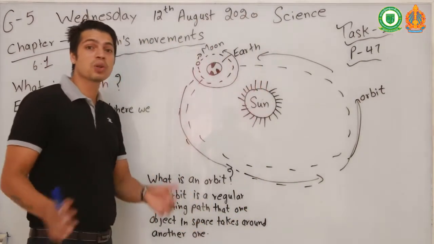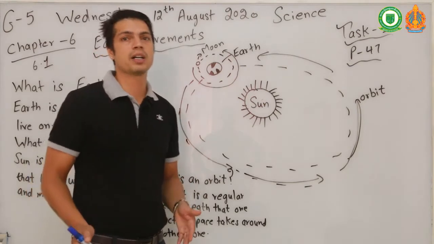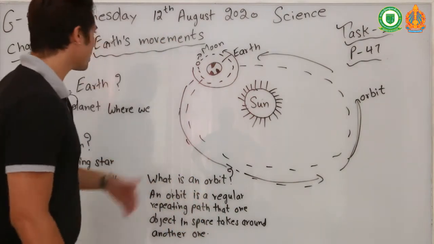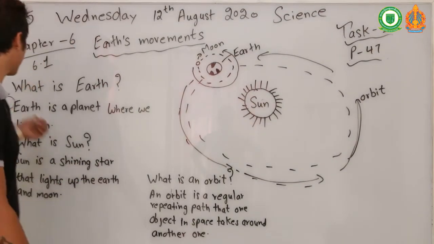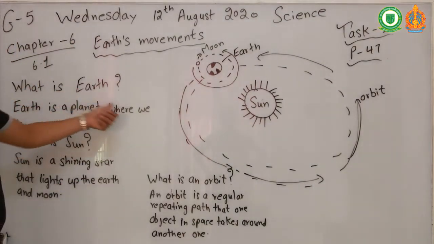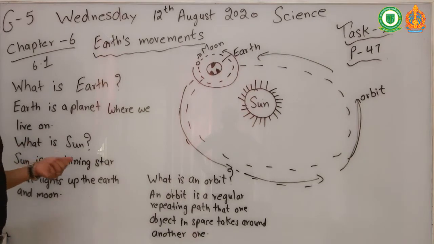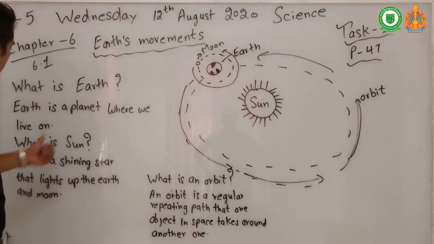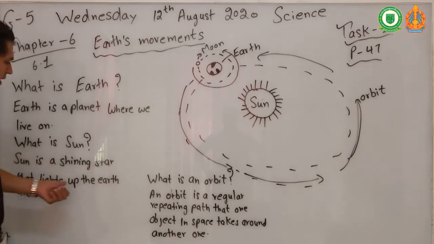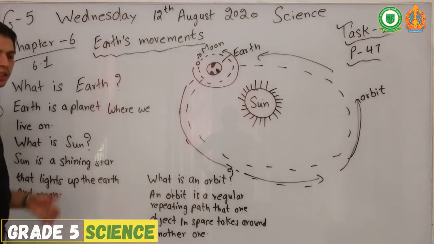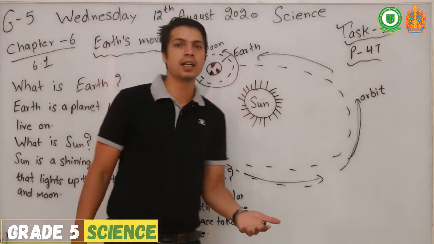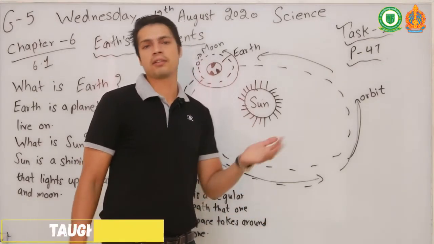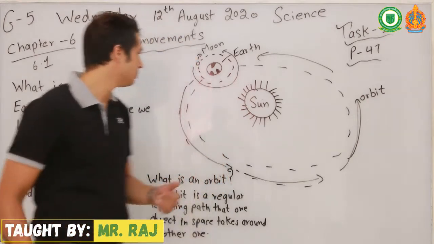So if you have any questions, any doubts, you can ask me, okay? So I'll be there to help you, okay? So before I give you task 1, I explain one more time what is Earth. Earth is a planet where we live on, okay? And Earth is the 3rd planet in our solar system. What is Sun? Sun is a shining star that lights up the Earth and the Moon. So Moon does not have its own light. It reflects the light of Sun.